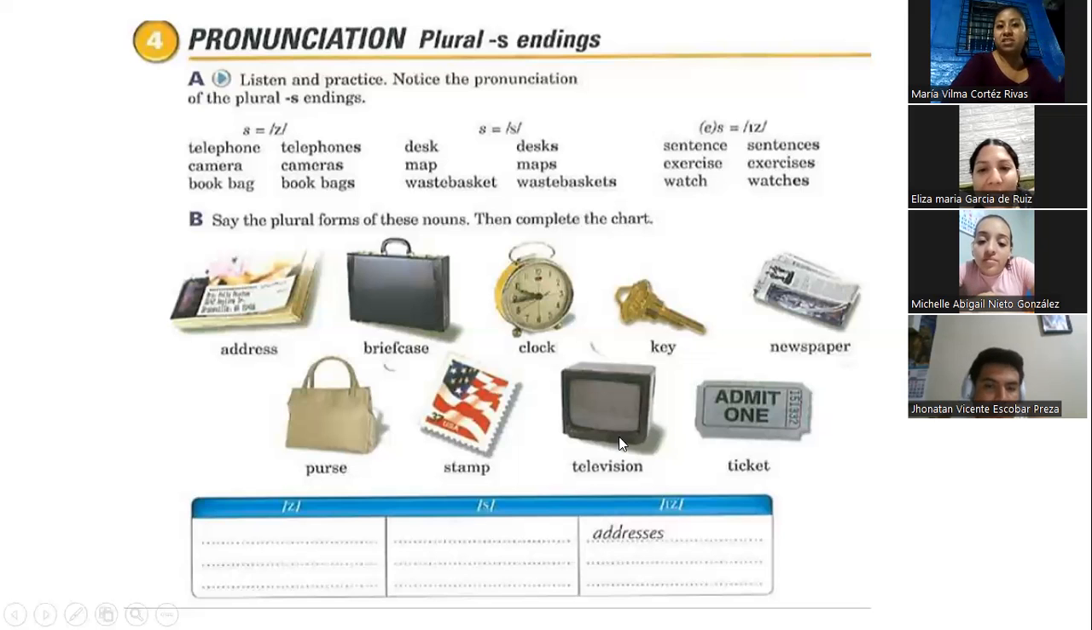Okay. Now here we have some words, and I need you to tell me what is the plural of address? Addresses. Yes. Briefcase. Briefcases. Clock. Clocks. Key. Keys. Newspaper. Newspapers. Yes.